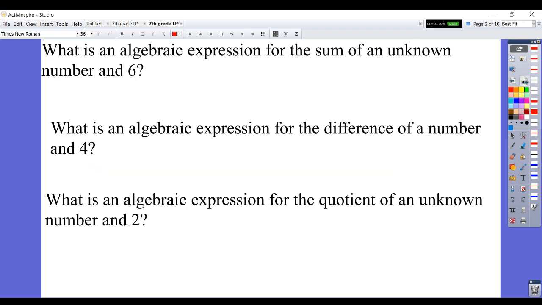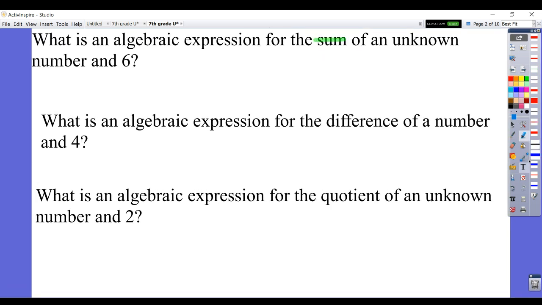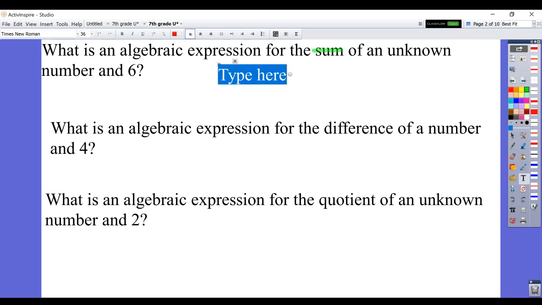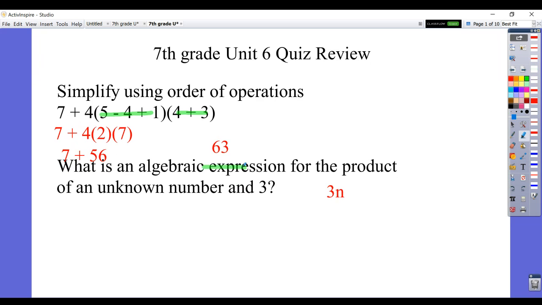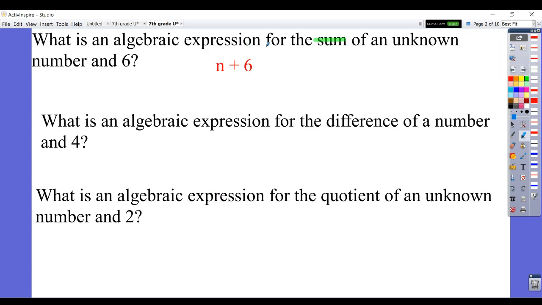What is an algebraic expression for the sum of an unknown number and 6? So the word sum, of course, means answer to an addition problem. So if we're taking the sum of an unknown number, n and 6, it would just be n plus 6. Again, notice that these are asking for the expression, not an equation. You're not solving anything. You're just writing an expression, an algebraic expression, which is what that is.